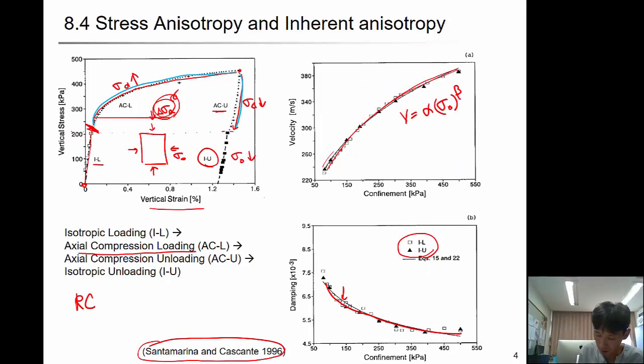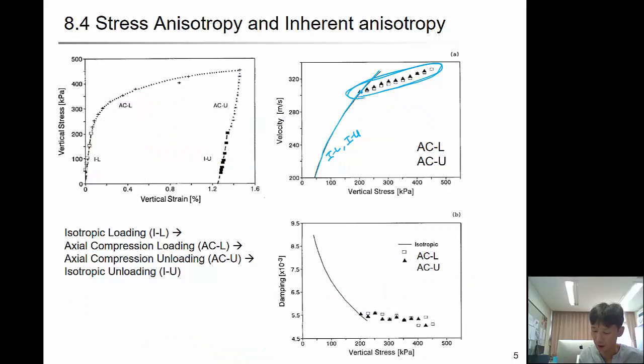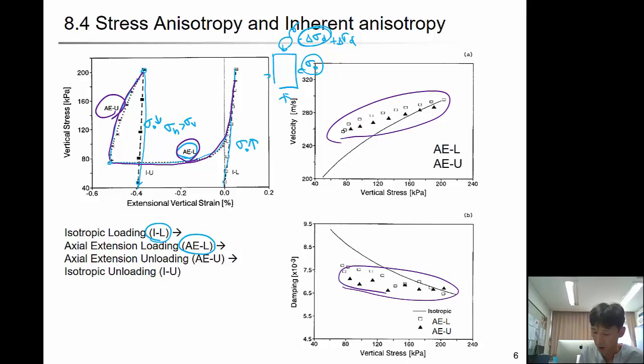interesting part is that this one, the damping ratio decreases as the confining stress increases, right? Isotropy loading increases. And here it's almost the same. It kind of decreases, right? Or it increases actually, right? As the confining stress decreases. So damping ratio increases. And also it follows the different shape.